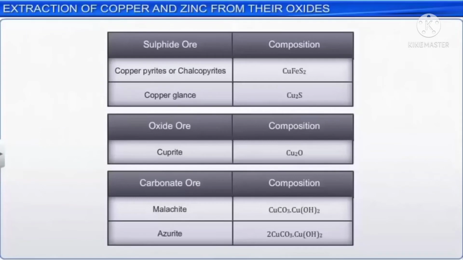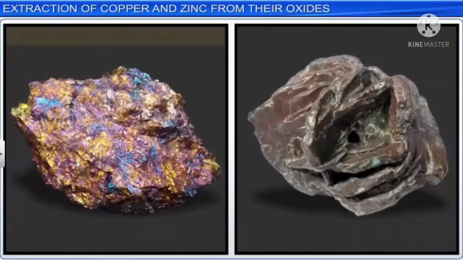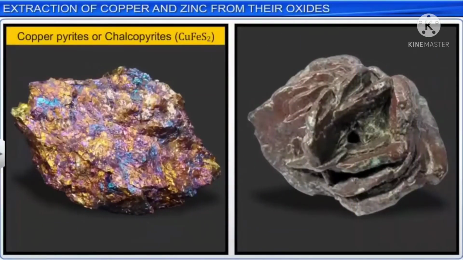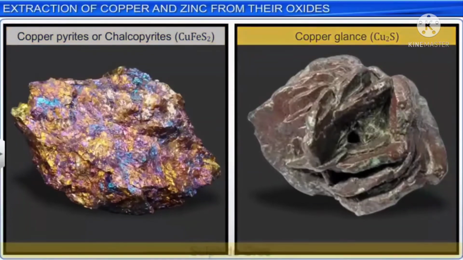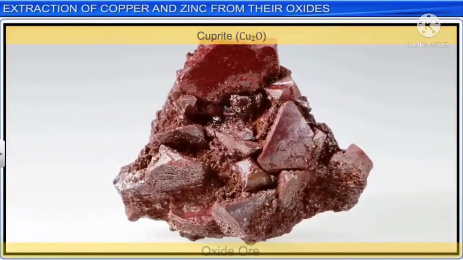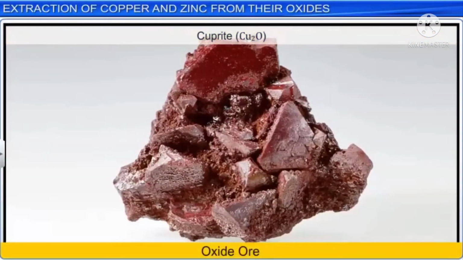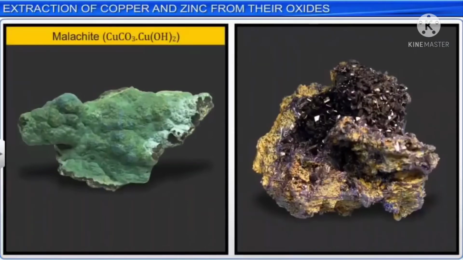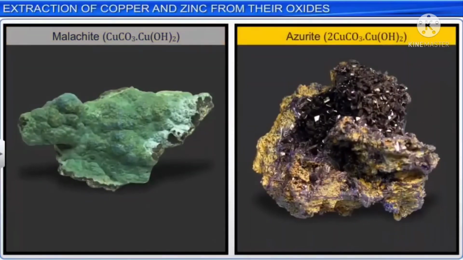Copper occurs in combined state as sulfides, oxides and carbonates. Copper pyrites or chalcopyrites and copper glance are its sulfide ores. Cuprite is its oxide ore, while malachite and azurite are its carbonate ores.